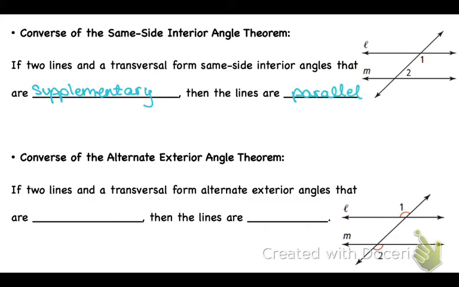So in your picture, 1 and 2 have to equal what? 180. So angle 1 plus angle 2 equals 180 degrees. So what do we know L and M are? Parallel. So add your arrows.